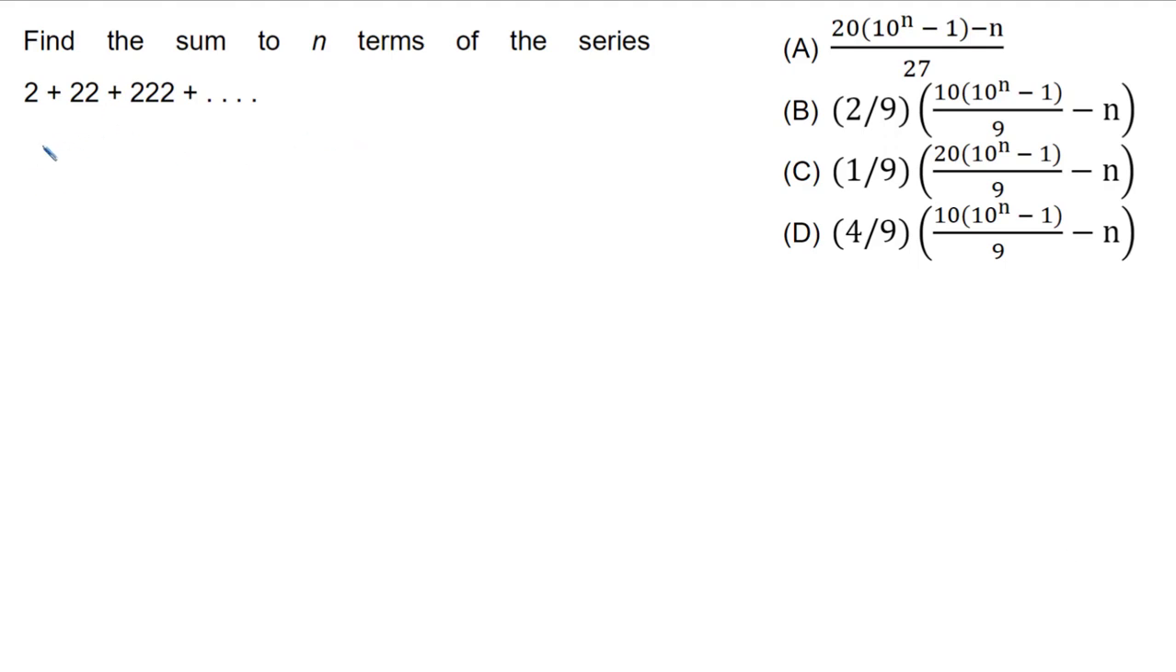What I will do is take k equal to 2 plus double 2 plus triple 2 and so on, up to n terms. Let's take this addition equal to k. I hope everyone knows the first step. Let's take 2 common. If I take 2 common, we are left with 1 plus double 1 plus triple 1 plus 4 times 1 and so on.